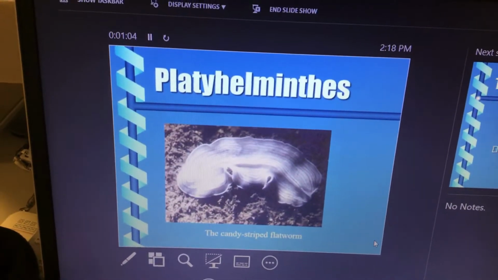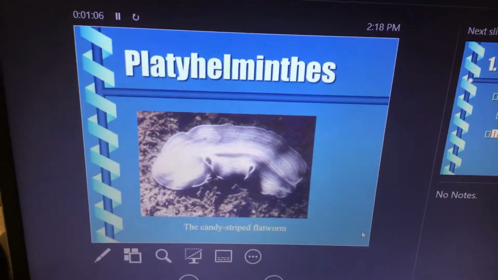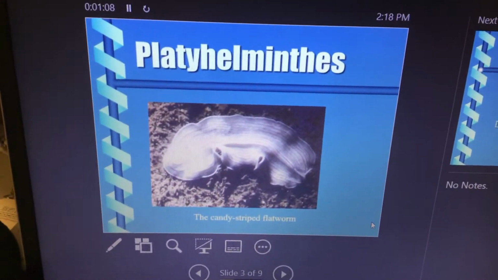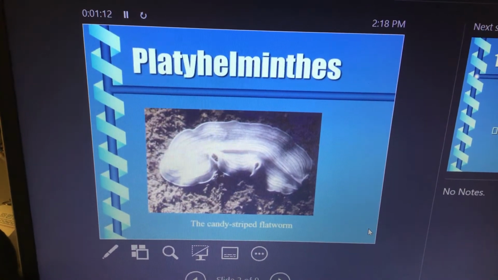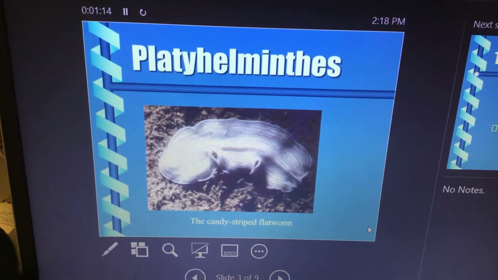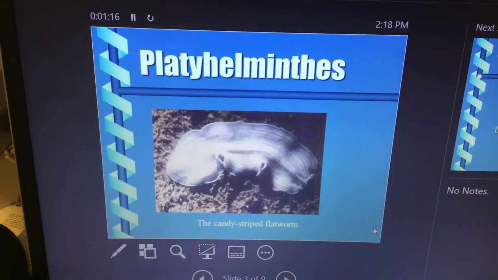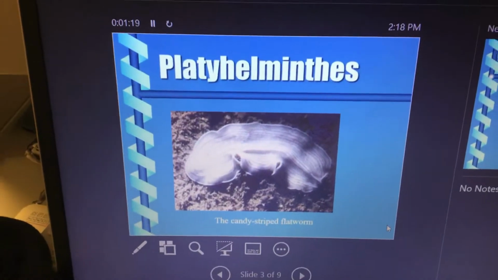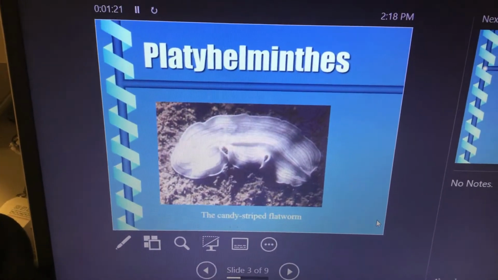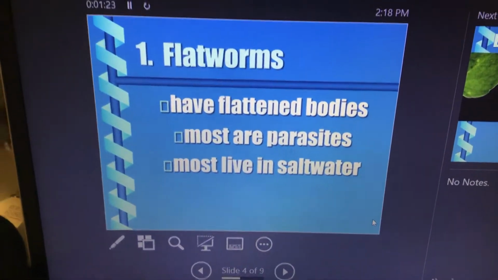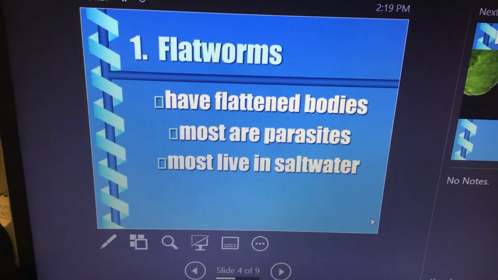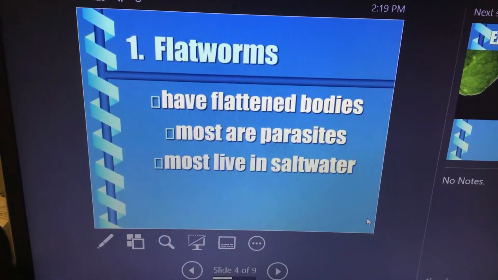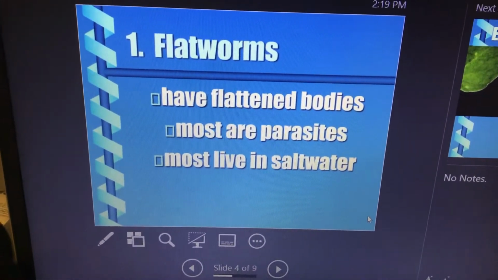The first one, I'd like you to write this down. It's a big, weird, fancy word there. Platyhelminths. It's a weird phylum here. An example of it, and I'd write this down, flatworms. It's kind of the fancy word for flatworms. I'd write this down. Have flattened bodies. Most are parasites. Most live in salt water.